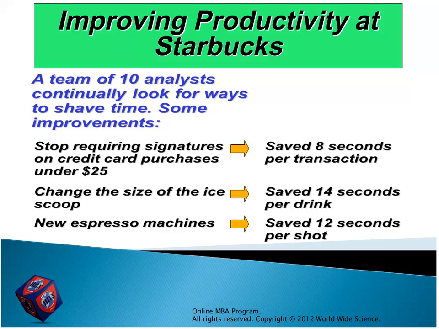In Starbucks, a team of 10 analysts continually look for ways to save time. Some improvements have been listed below. Please look at them very carefully because they can also be useful for you. Stop requiring signatures. When they stopped requiring signatures, it saved 8 seconds per transaction.